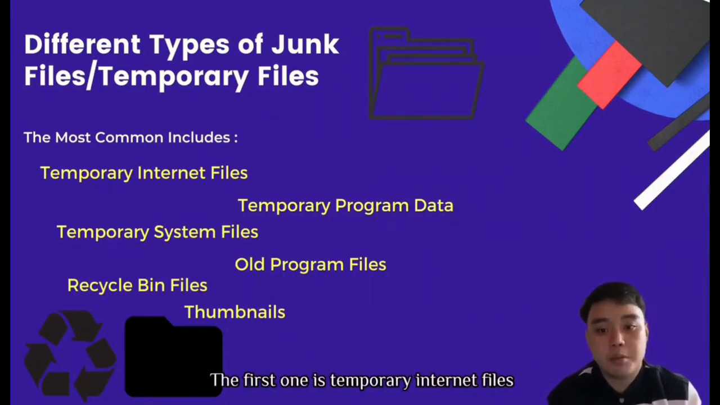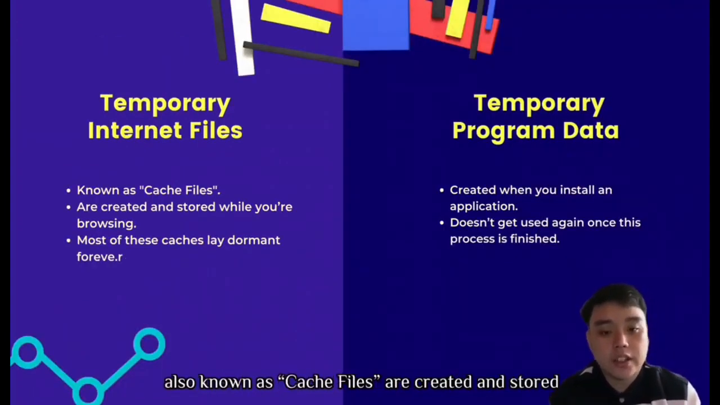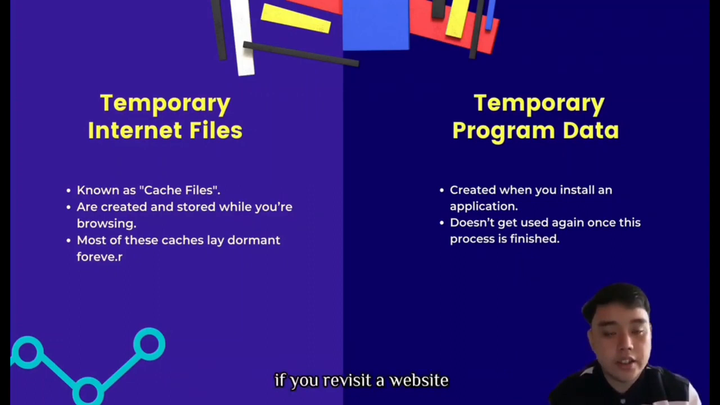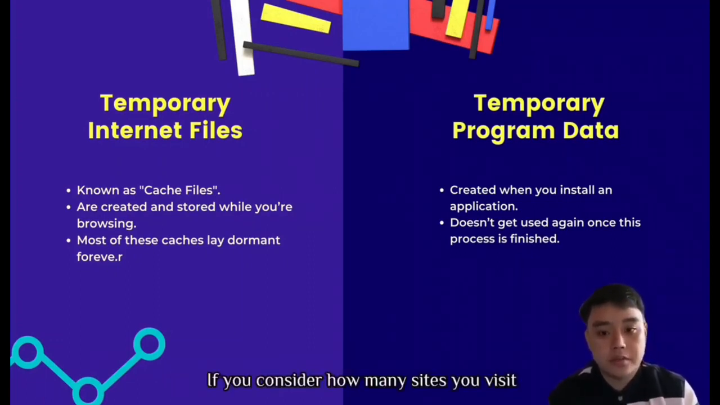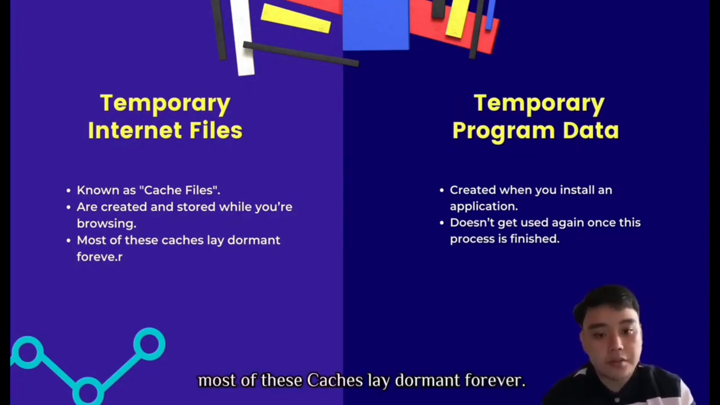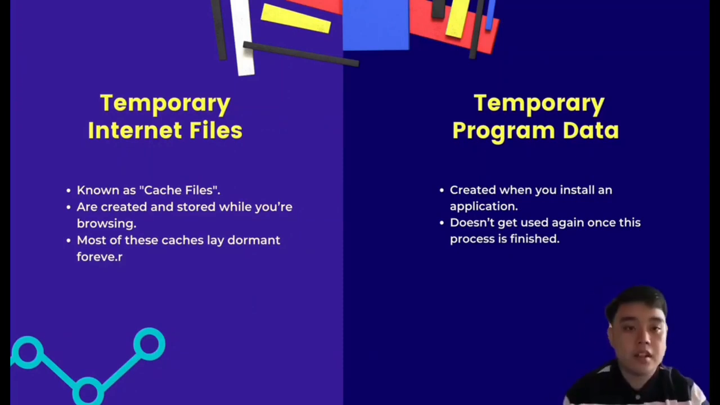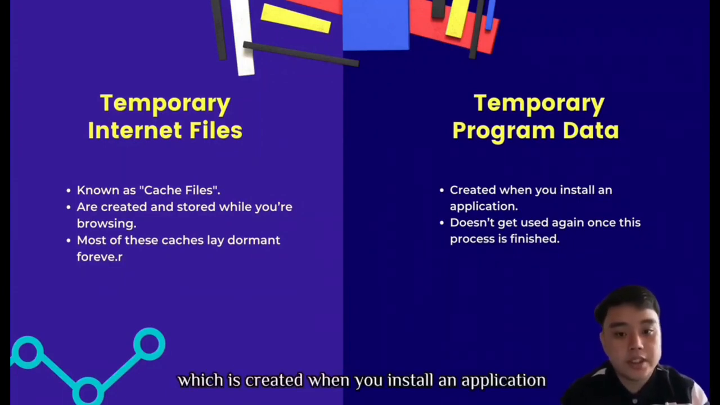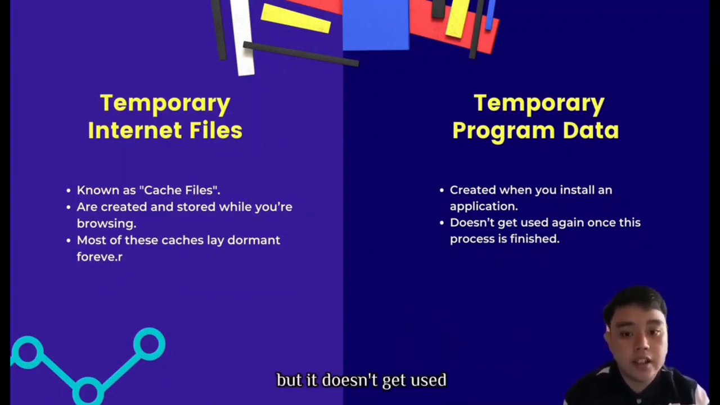The first one is temporary internet files, also known as cache files, which are created and stored while you are browsing and are then loaded if you revisit a website. If you consider how many sites you visit and never touch again, most of these caches lie dormant forever. The second one is temporary program data, which is created when you install an application but doesn't get used again once this process is finished.